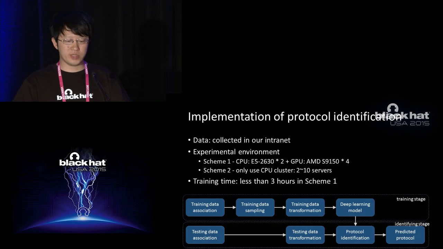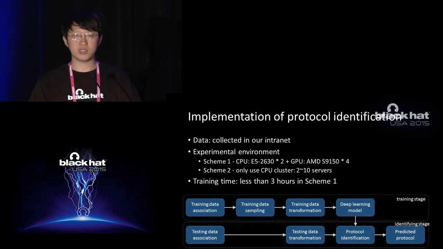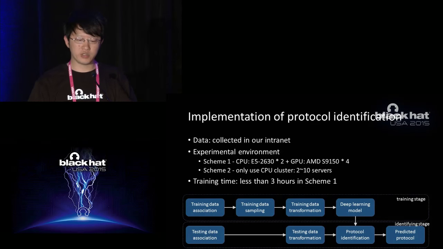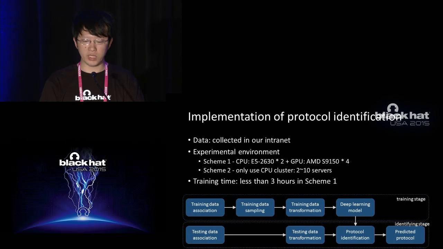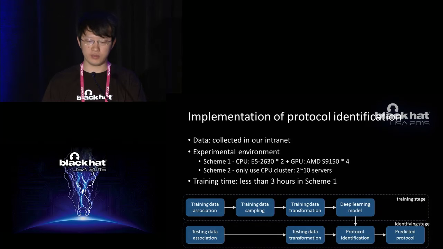Okay, our implementation includes 2 stages. One is the training stage, the other is the identifying stage. We collect TCP flow data in our intranet and associate the data of the same flow from multiple packets. For training data, sampling is necessary because of the large volume. After transformation, we build a deep learning model. It can be a deep neural network, stacked autoencoder, and so on. Finally, we give a prediction of testing data by the model. I'll explain every step later on.